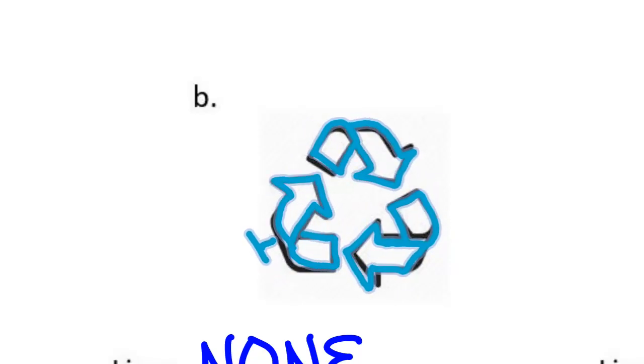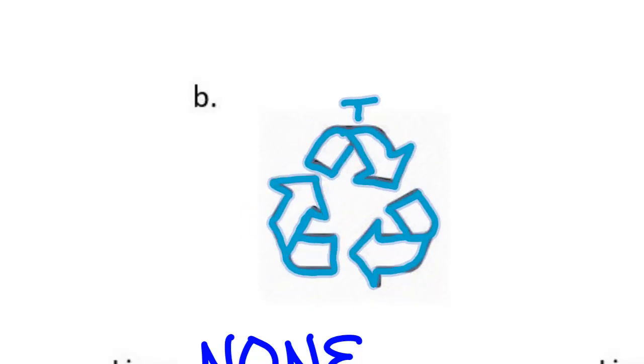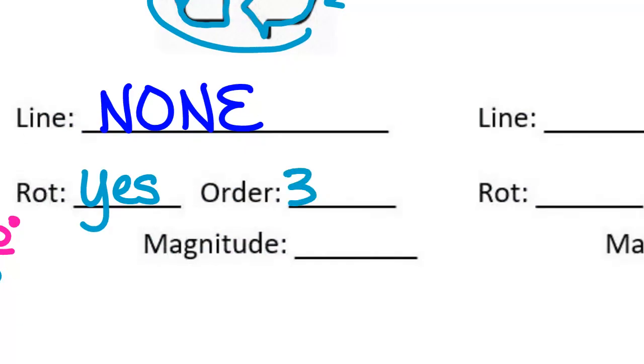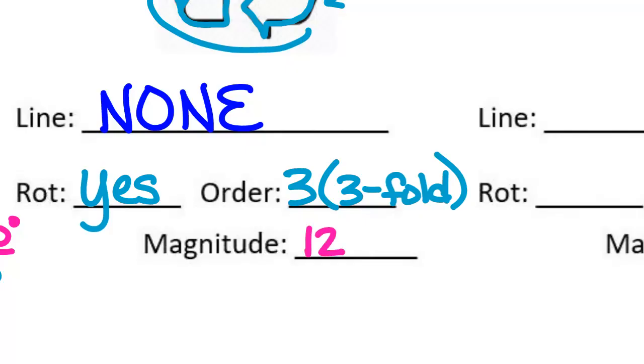Did I get it to match up again? All right, so there's two. And then I know it's going to match up when I get back around to the top. So what would the order be? 3, or threefold. We had 3 rotations in here, which would mean a magnitude of what? 120 degrees. Gotten there by doing 360 degrees divided by our order of 3.